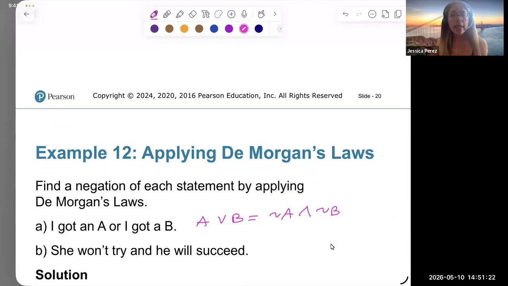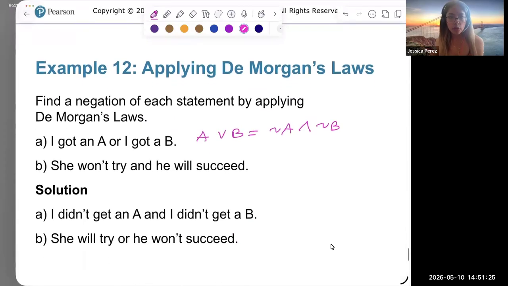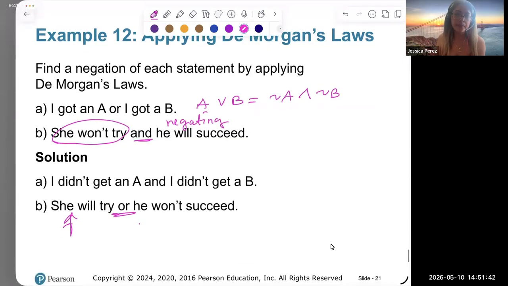She will not try and he will succeed. So she will try, and instead of an and, it would be an or. So she won't try, so she will try, because you're negating. Again, De Morgan says you're negating the statement. So you're negating that she won't try, so she will try. He will succeed, he will not succeed.